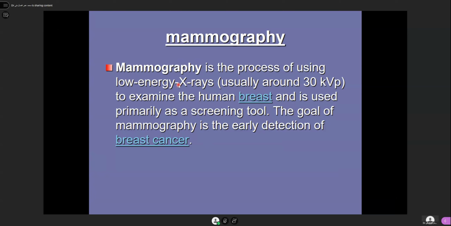Okay, but starting with mammography, it is the process of using low energy X-rays to examine the human breast and is used primarily as a screening tool. The goal of mammography is the early detection of breast cancer. So our main goal of performing mammography is early detection of breast cancer. The earlier we detect, the better the prognosis of the disease.